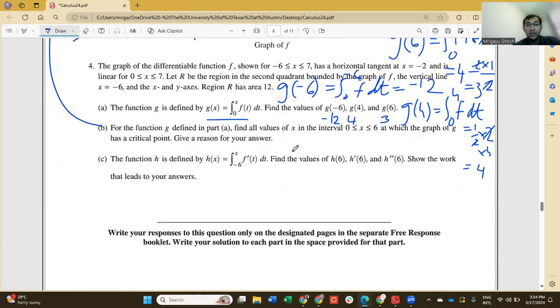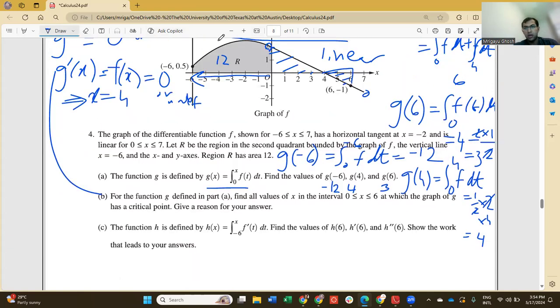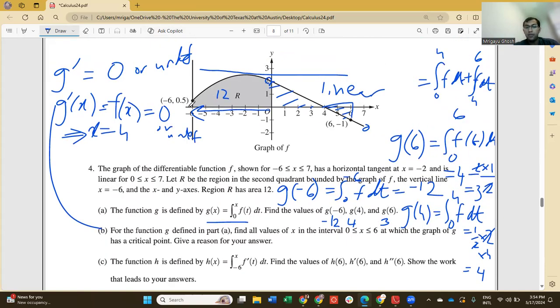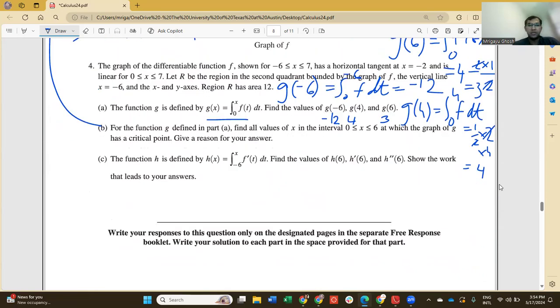Okay, the function h is defined as this. So h is the integral from -6 to x of f prime of t dt. So it's the signed area under the curve from -6 to your current x value of the, oh wait, it's the slope of this graph. So we have to be careful. Often I think it's easier just to write this out. So let's just write it out.